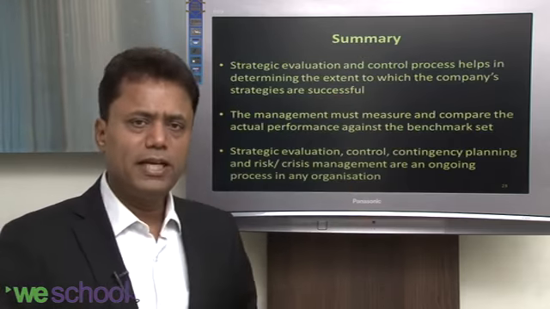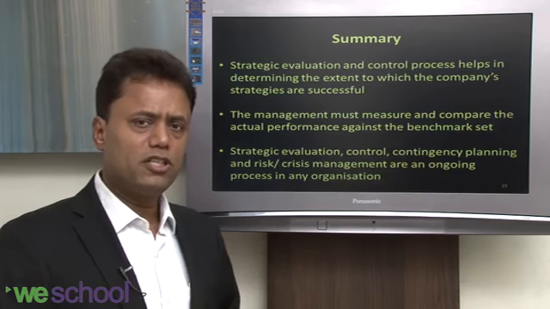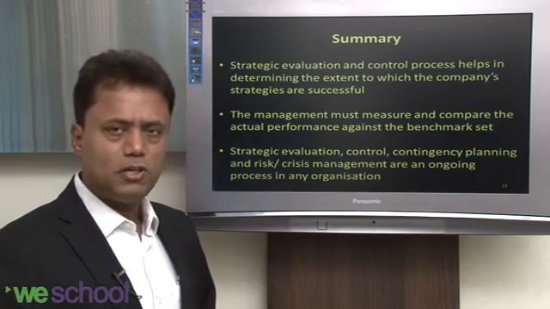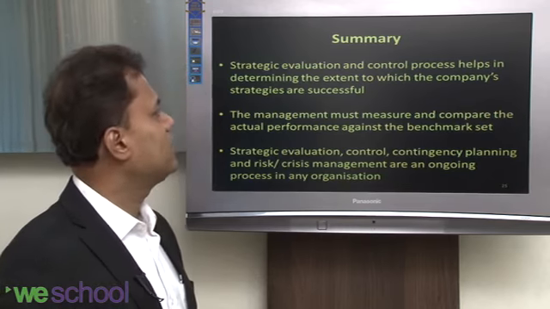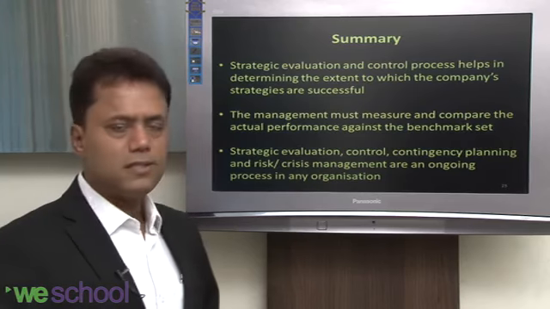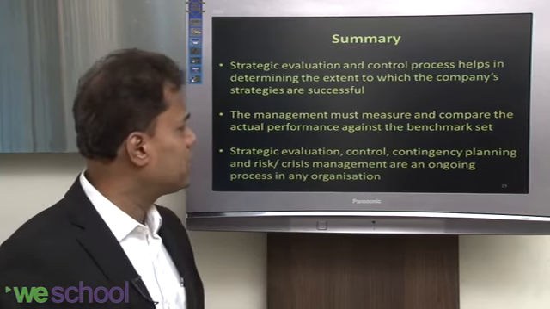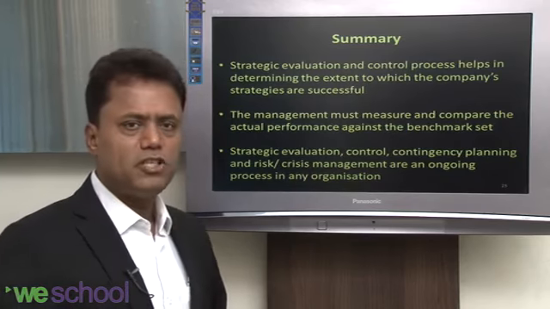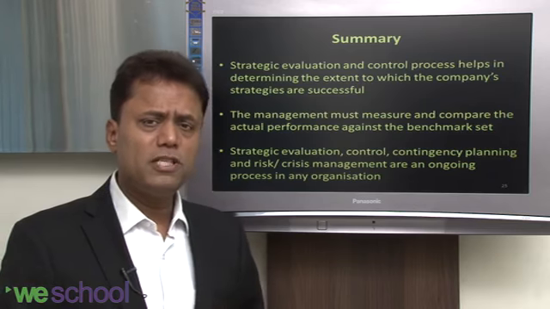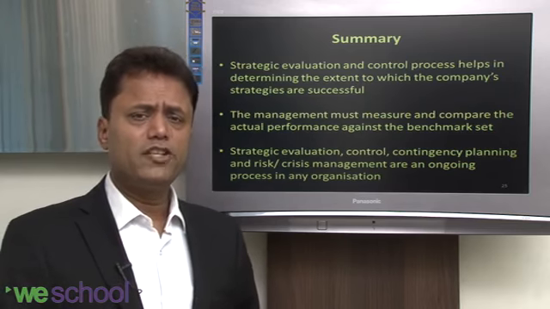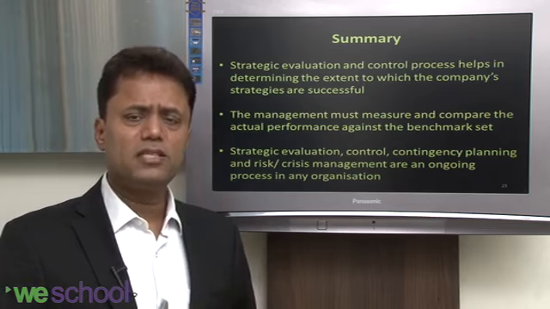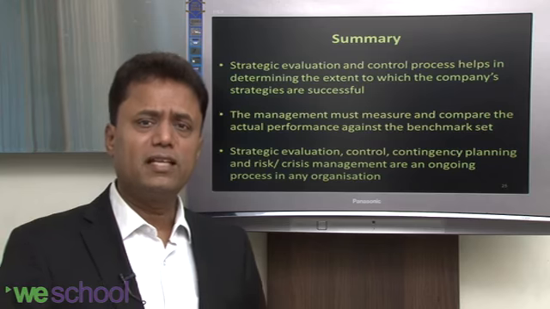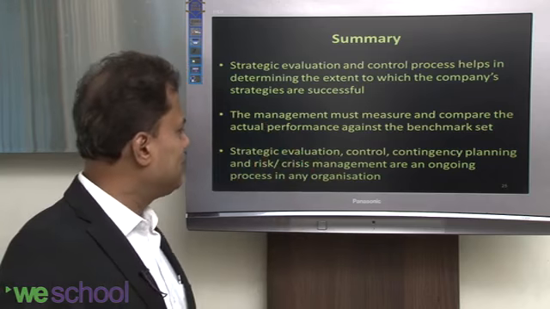So with this we come to an end of the strategic evaluation control process. In this chapter we have clearly seen what the strategic evaluation control process is and how it helps in determining the extent to which the company's strategies are successful and implemented successfully. The management must measure and compare the actual performance against the benchmark set. If they are not able to achieve the benchmarks at a given point in time, they can change the standards, the benchmarks, the strategies, the structure, or the activities. That we have seen in this chapter.